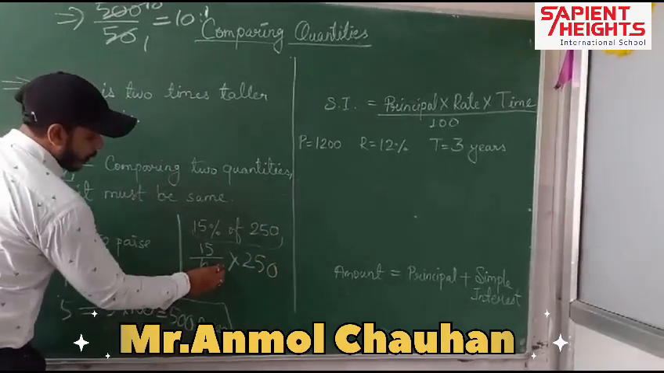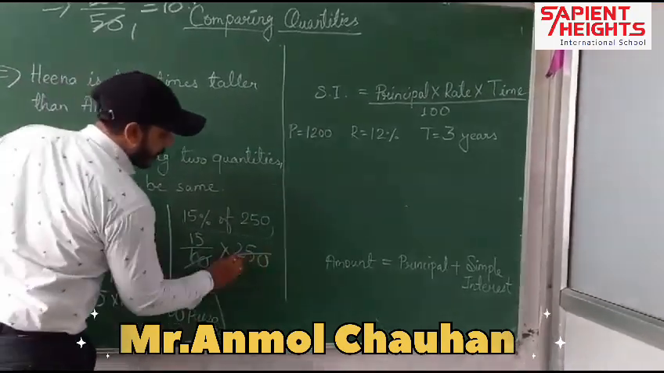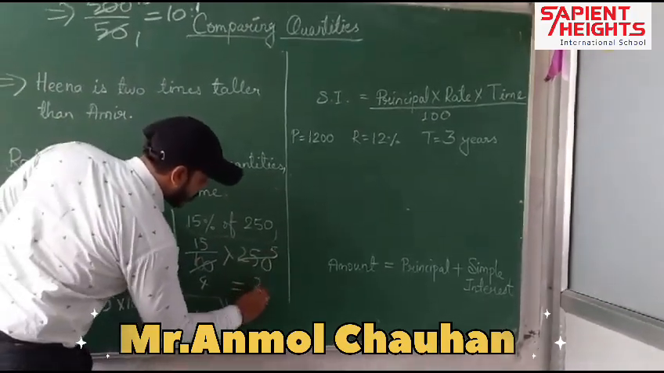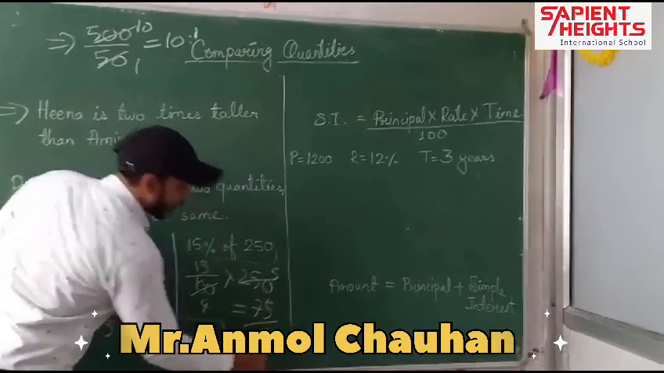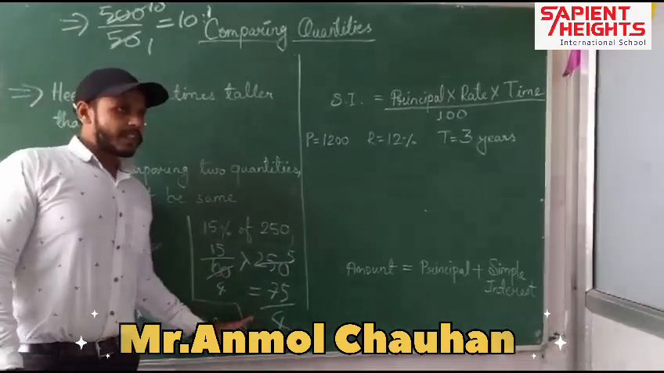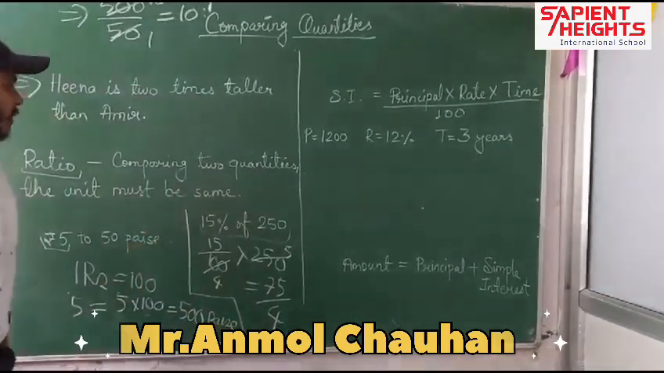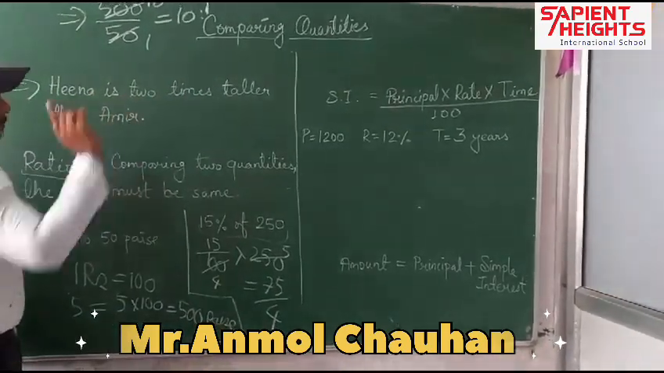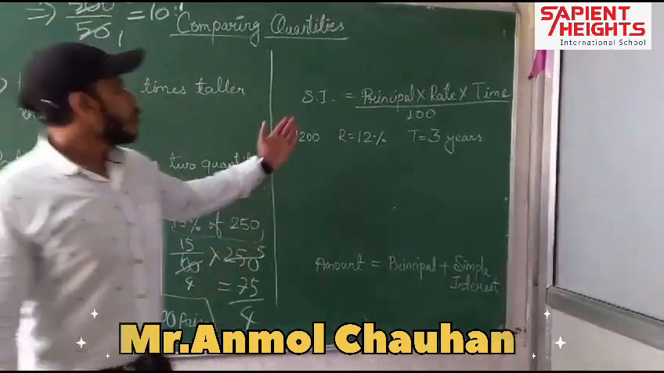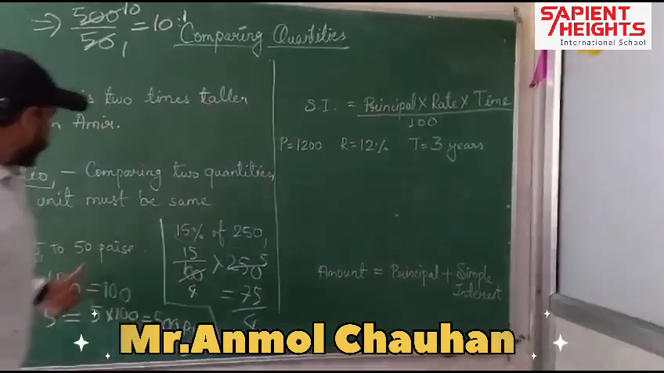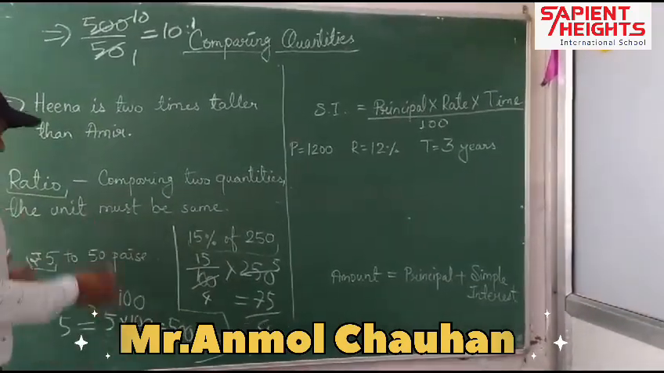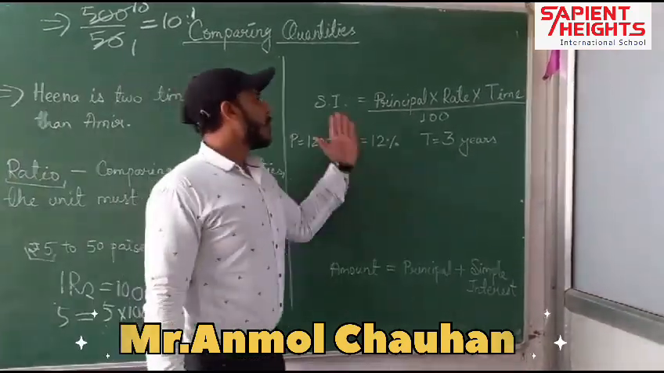250. 50 goes 4 times. Then it is 5 times. 15 multiplied by 5. It is 75 by 4. It's our choice to convert it into a mixed fraction or we can leave it like this. Okay. So like this we do comparisons. Now another application of this chapter is to find the simple interest. We learned how to find the ratio. We also learned how to find the percentage. Now we use both of these things to find the simple interest.